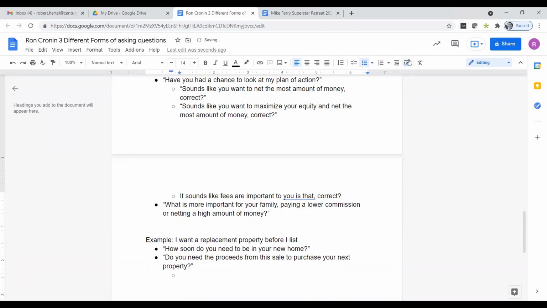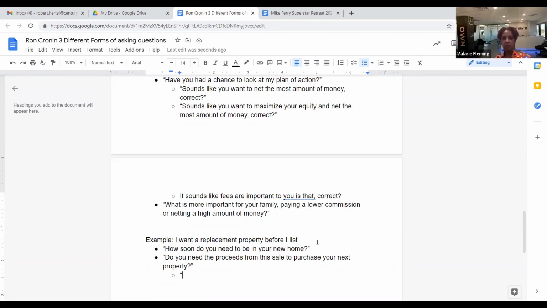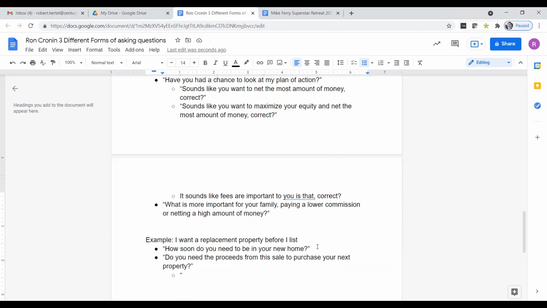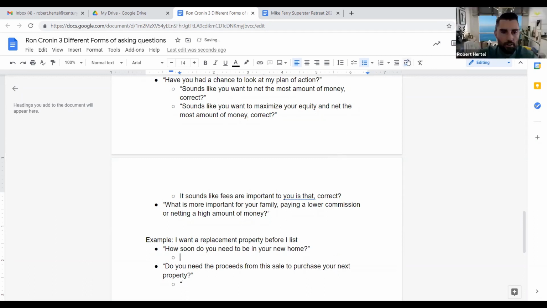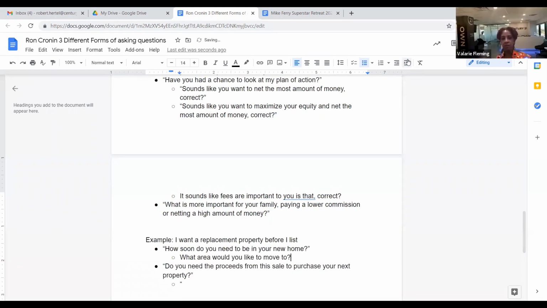I guess you can ask them what part of town they're most interested in living. Sure. Absolutely. Or what kind of style of home they want. Yeah. Or need. What area would you like to move to? Or something along those lines. Yeah. To move to. Right.